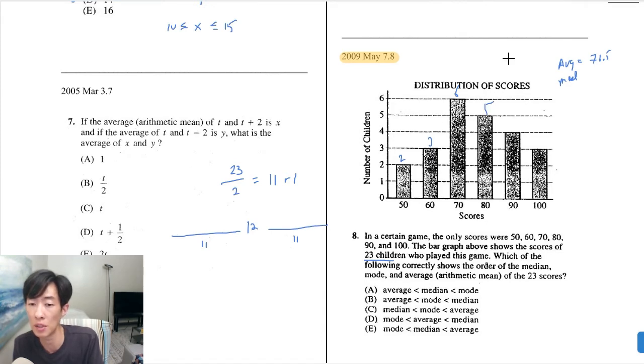plus 5 is going to be 17. So we know that the 12th child is going to be right in this category. And so that tells us that the median, or the middle value, is going to be 80. And then lastly, the mode is pretty easy because the table lays it out for us. The category with the greatest number is 70. So the mode is 70. Therefore, putting this in numerical value: mode, average, median.